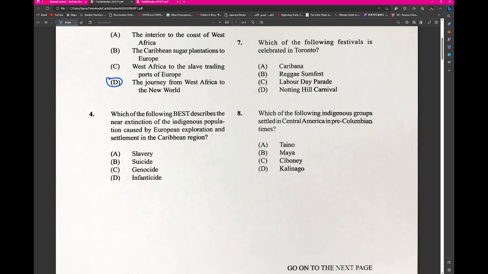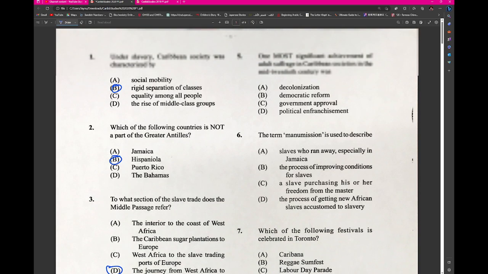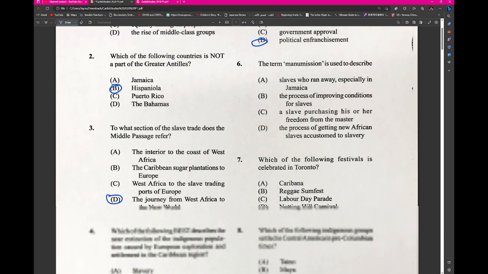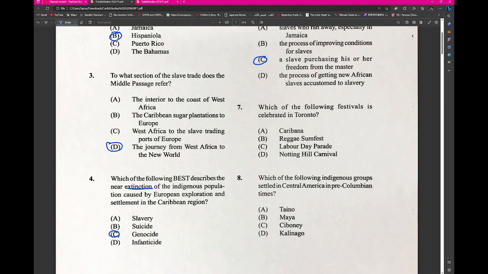Which of the following best describes the near extinction of the indigenous people populations caused by the European exploration and settlement in the Caribbean region? This is genocide, right? One most significant achievement of adult suffrage in Caribbean societies in the mid-20th century was political enfranchisement. The term manumission, right, this speaks to a slave purchasing his or her freedom from a master.